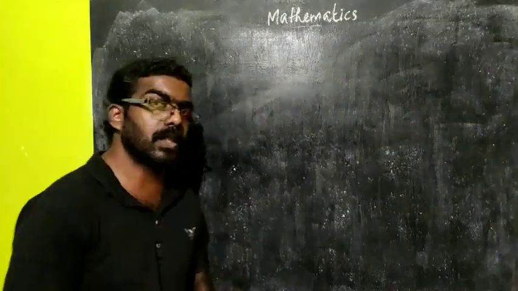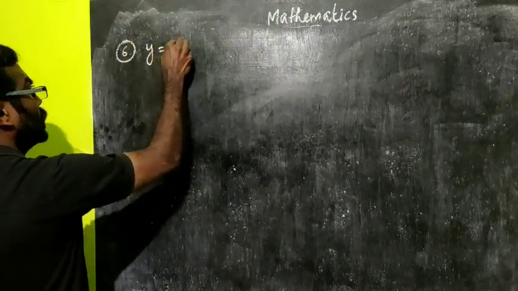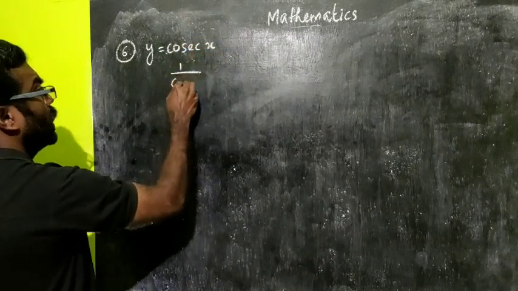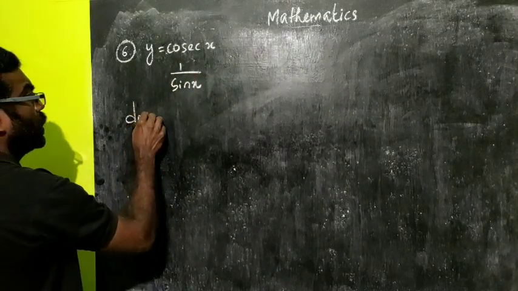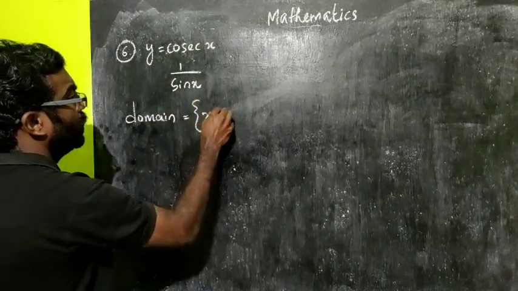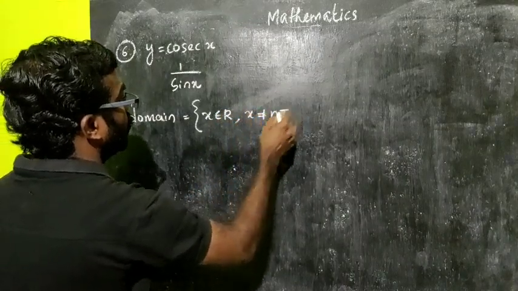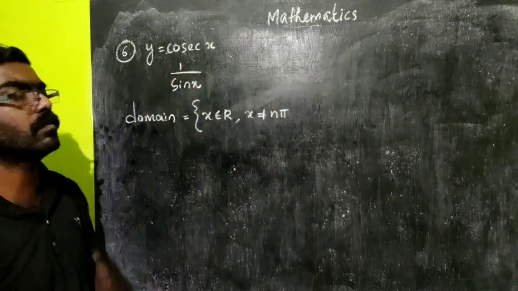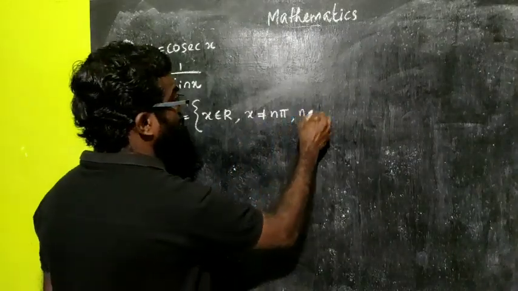And the last one is cosec x. Okay, the sixth one is y is equal to cosec x. So cosec x can be written as 1 by sin x. And we know sin x equal to 0 for all integral multiples of pi. Okay, so the domain is the set of all x belongs to R and x not equal to n pi. If x equal to n pi, the denominator becomes 0, sin x becomes 0, and hence the function will be not defined. Okay, that's why x not equal to n pi, n belongs to Z.